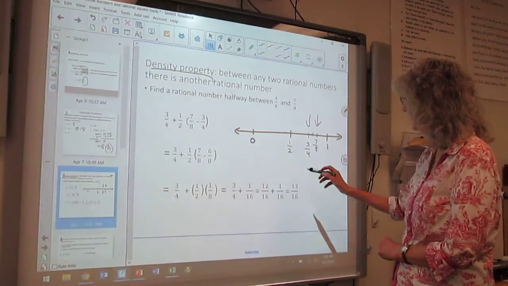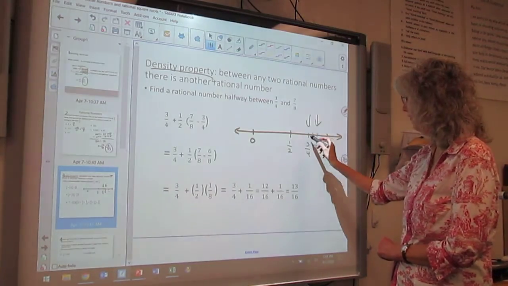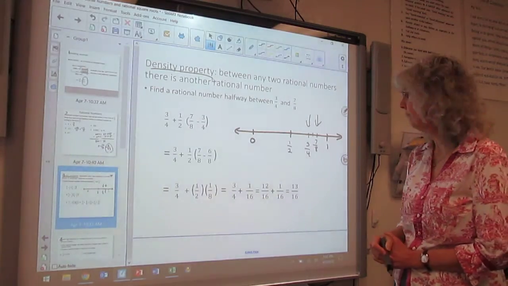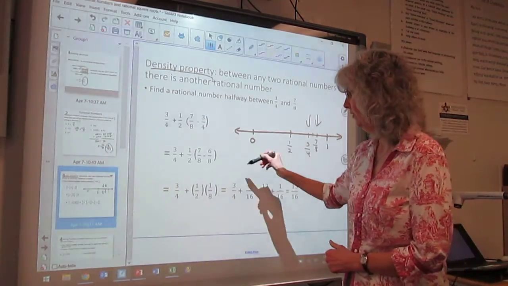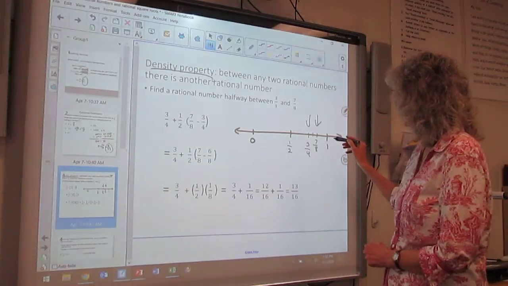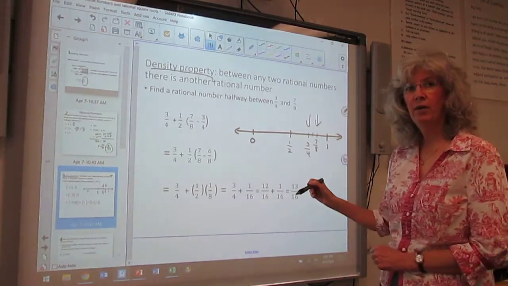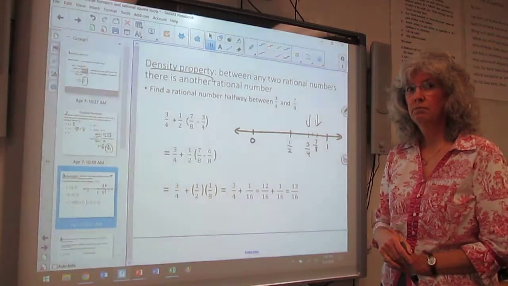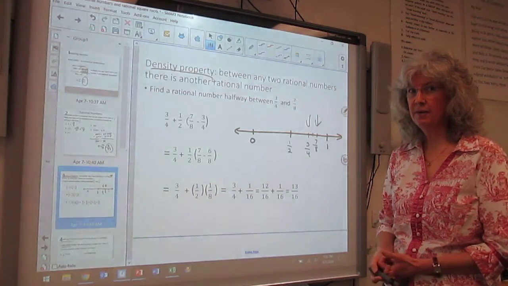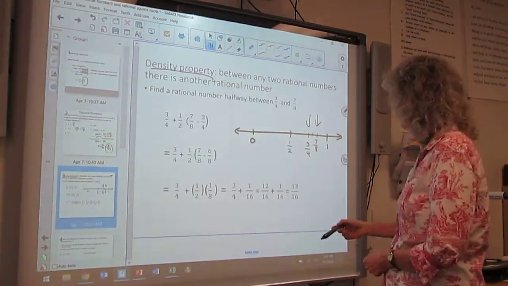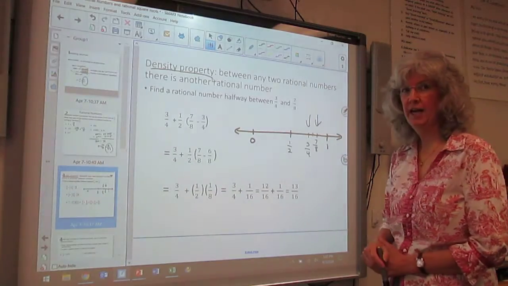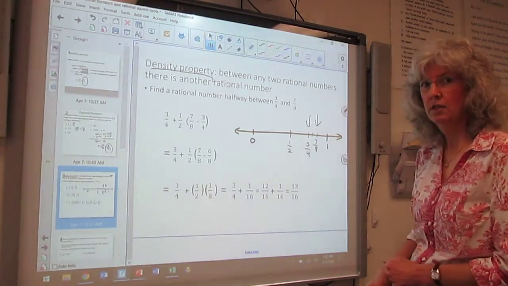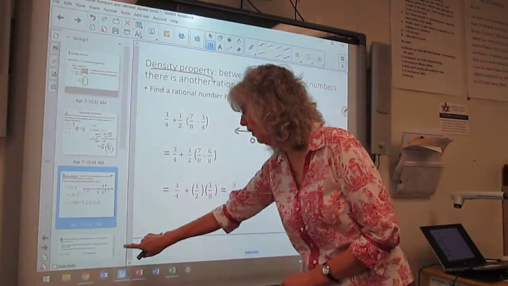Hopefully you can see that if you take 3/4 and add half the difference between the two, then you'll find the midway point. And that's what we did here. You can follow this on your slides. If we wanted to find the point a third of the way between those two, do you know what you would do? I want you to think about that for a minute. And yes, you would start with the 3/4 and add 1/3 of the difference instead of 1/2 of the difference. So study that slide and follow that through.